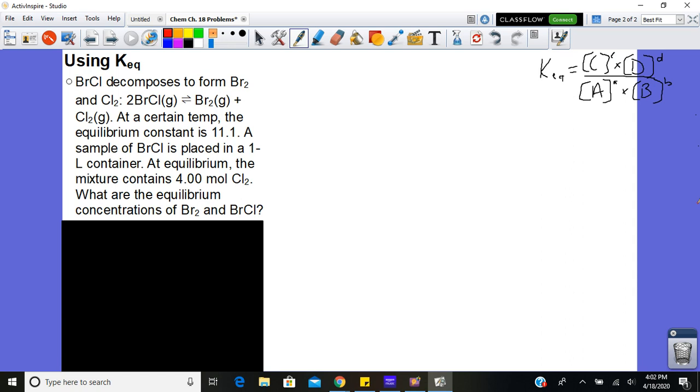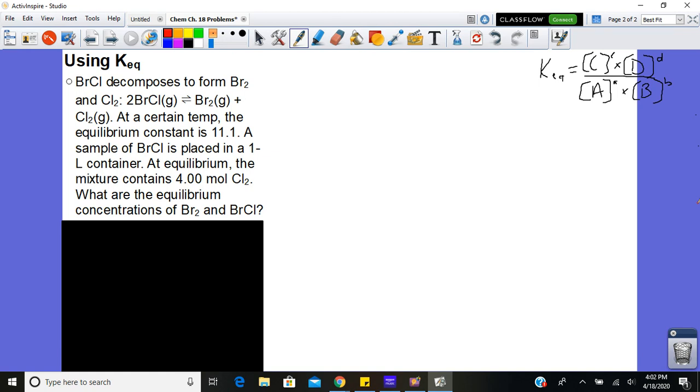Okay, so now that you can find our equilibrium constant, we're going to flip it around and then use that equilibrium constant to find some concentration. So we're going to be doing it backwards, basically. So our example, we have BrCl decomposes to form bromine and chlorine. And you have your equation there.